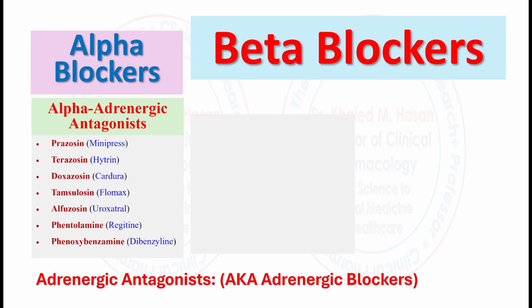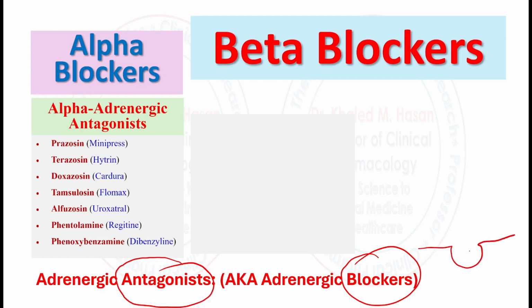So when you talk about blockers, remember this other terminology, antagonist. When we talk about alpha blocker and beta blocker, we talk about antagonists. Antagonist means that this medication comes to the receptor, occupies the receptor, and prevents the endogenous substance from binding to the receptor. This medication blocks the receptor. So for alpha receptor, we have a list of medications: prazosin, minipress, terazosin, doxazosin, tamsulosin, alfuzosin, phentolamine, Regitine, and phenoxybenzamine.